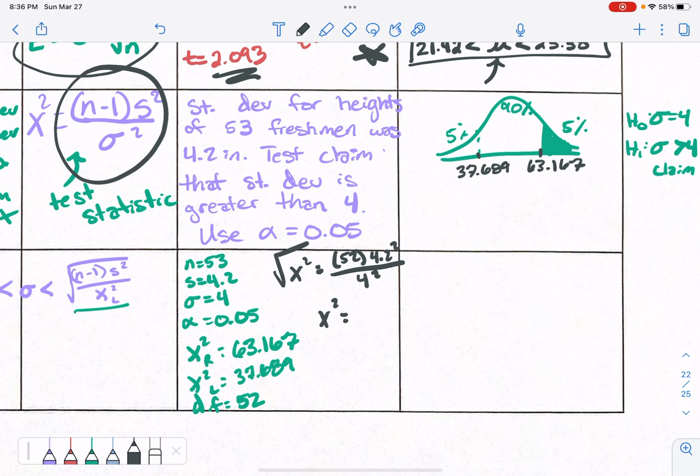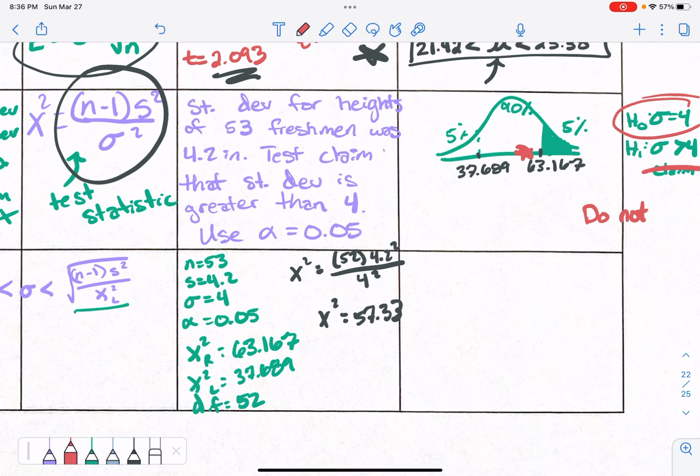Okay, again, you don't square root. You don't do any of that square rooty stuff. You leave it as chi squared because that's what it is. I got 57.33. Okay, 57.33 is in here in comparison to those two numbers. That's in do not reject land. We're just really bad at claims here. I think we've rejected the claim every single time. Do not reject H naught, which means claim is false again.